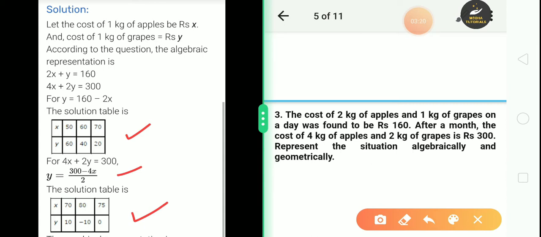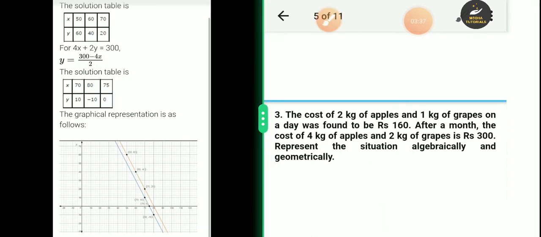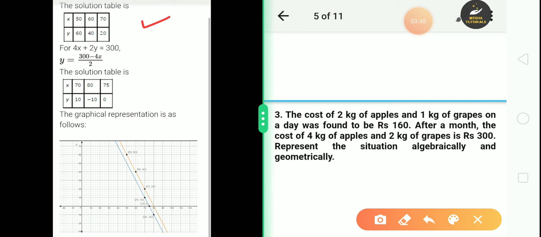So let's plot these points on the graph. So first draw a proper Cartesian plane on the graph paper, that is x and y axis. Then first plot the points for equation 1, that is (50, 60), (60, 40) and (70, 20). So in the graph, if you can observe, this orange line is representing equation 1. Okay, and then draw the coordinates of the second equation, that is (70, 10), (80, minus 10), (75, 0). So these points are represented by the blue line, and this blue line is for equation 2.